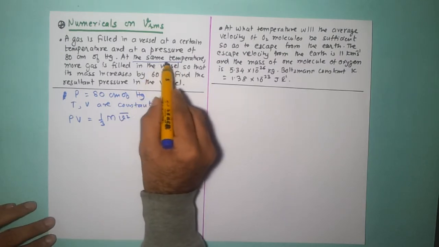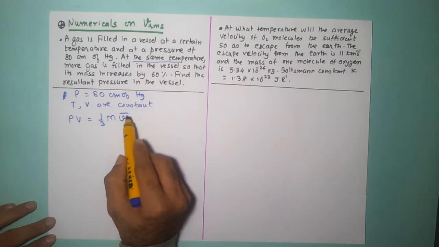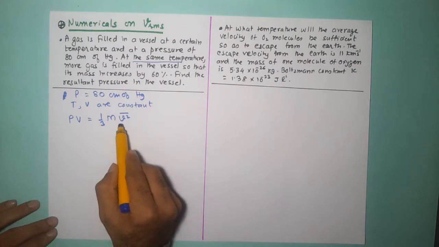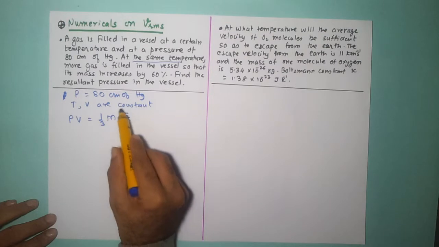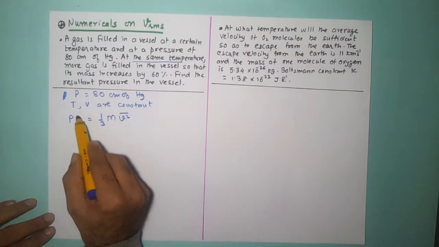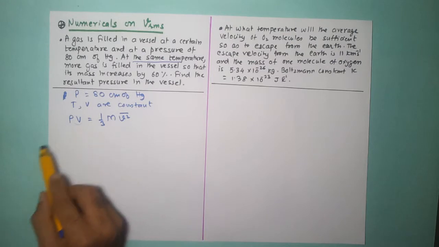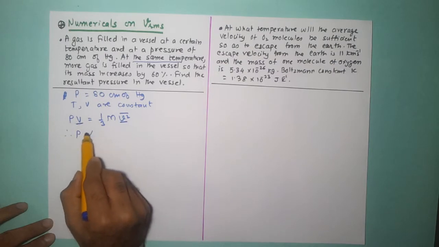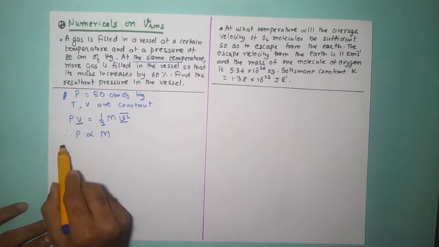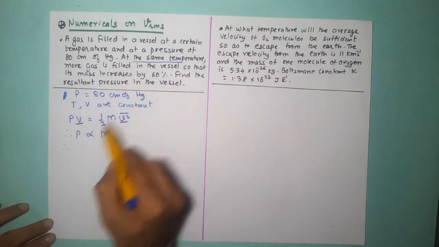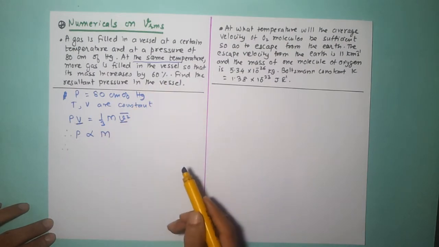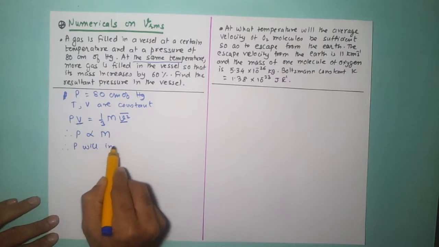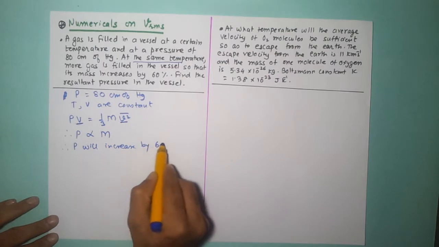Since the temperature is same, we have seen that when the temperature is same, the mean square velocity is going to remain constant because kinetic energy remains constant. So since the temperature is remaining constant, v square is going to remain constant. Also volume is constant. So in this equation, volume and v square are constant, and therefore I can say P is proportional to mass of the gas. And therefore, if the mass of the gas is increasing by 60%, pressure will also increase by 60%. Very, very simple.